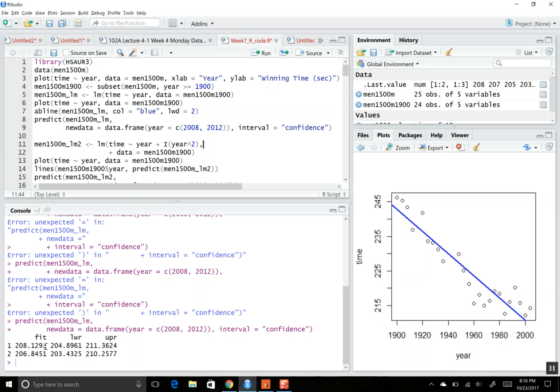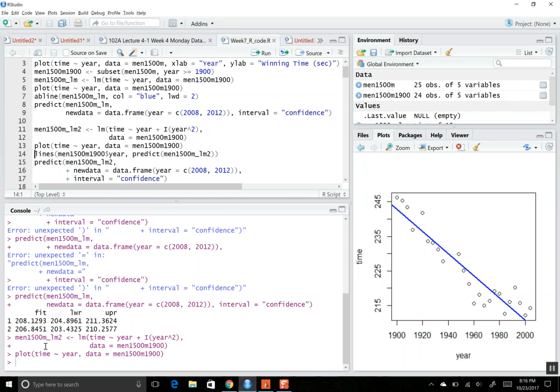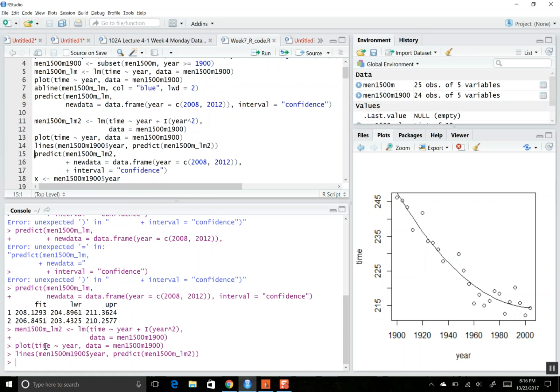Maybe we want to fit a quadratic model. That's easy. All we do is we just fit year plus year squared, and we can do that.